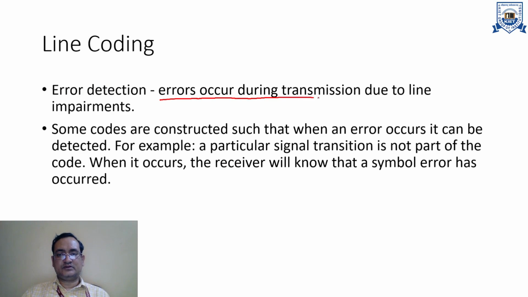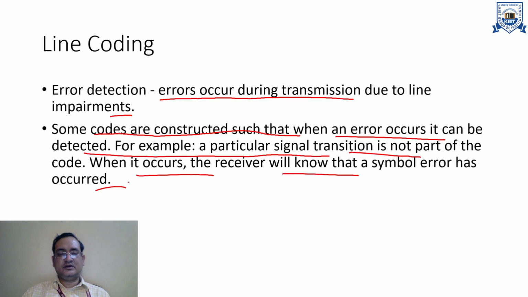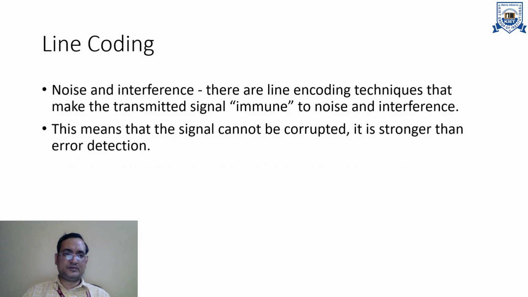Errors occur during transmission due to impairments. Some codes are constructed such that when an error occurs, it can be detected. For example, a particular signal transition is not part of the code. When it occurs, the receiver will know that a symbol error has occurred. Basically, other methodologies like source coding and channel coding are also used for this purpose.